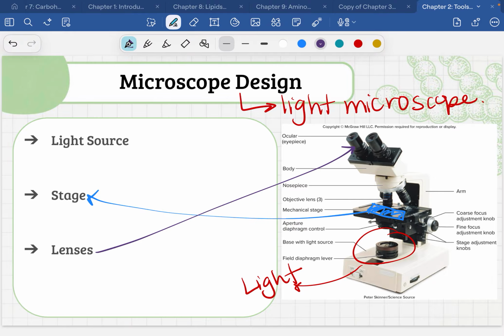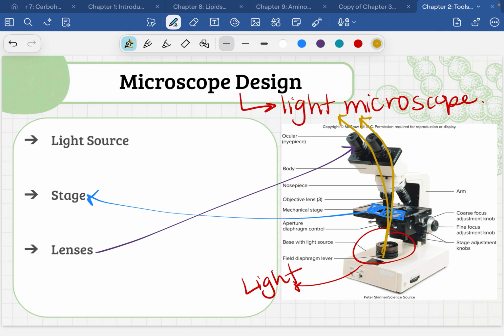And then the light comes up from the bottom. So the way that this microscope works is the light comes up from the bottom and shines through our sample and into the person's eyes. And the light shining through the sample, and then bending through those lenses, is what makes the image appear bigger. Okay? That's all we have to understand for this class.